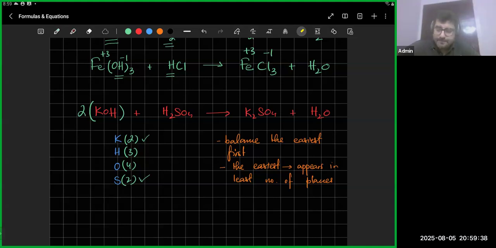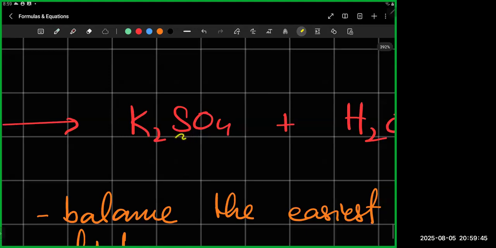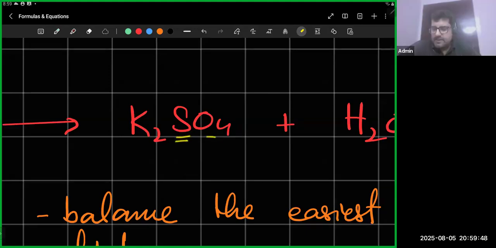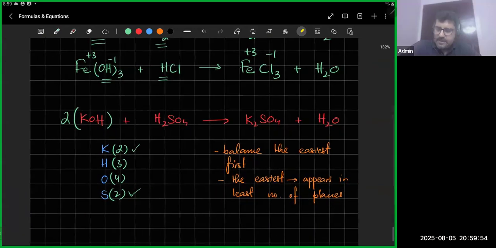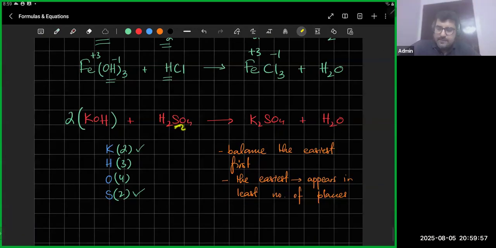Okay, so we're going to go with sulfur, right? How many sulfurs do we have in this formula? There's only one sulfur. I mean, there are four oxygens, there are two potassiums, but there's only one sulfur. And here, that's also one sulfur. There are four oxygens, there are two hydrogens, but the amount of sulfur is only one. So sulfur is already balanced, one on both sides. Is that clear?